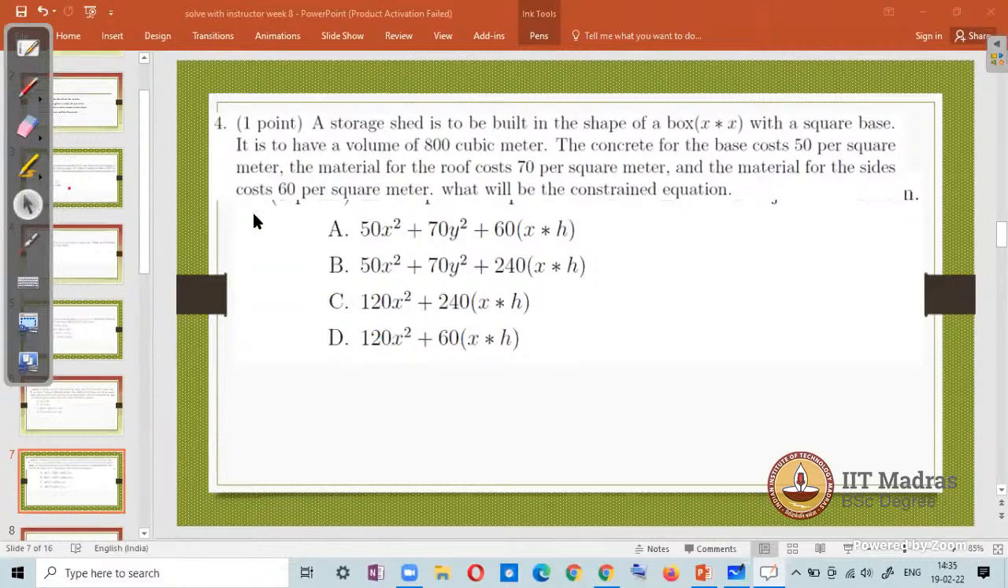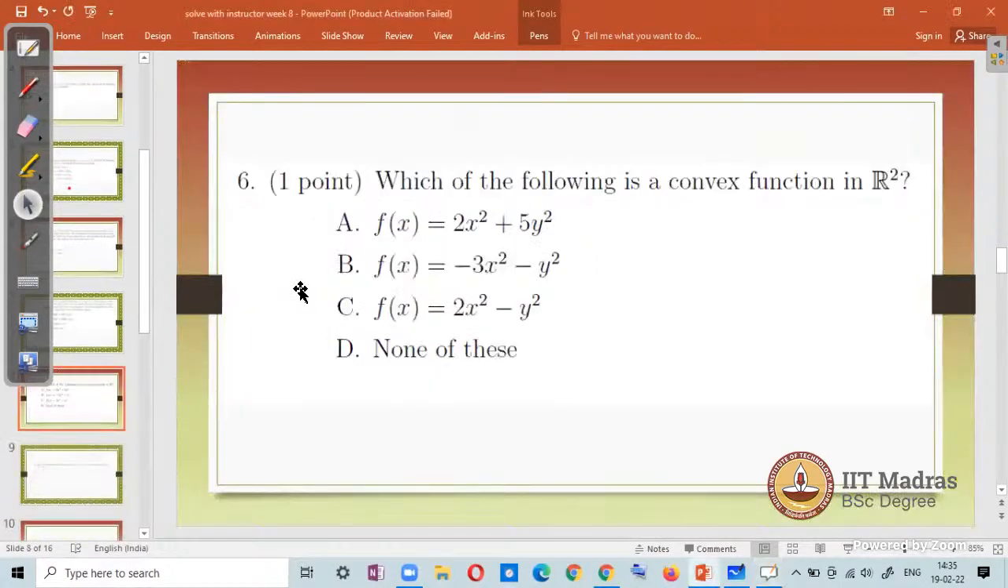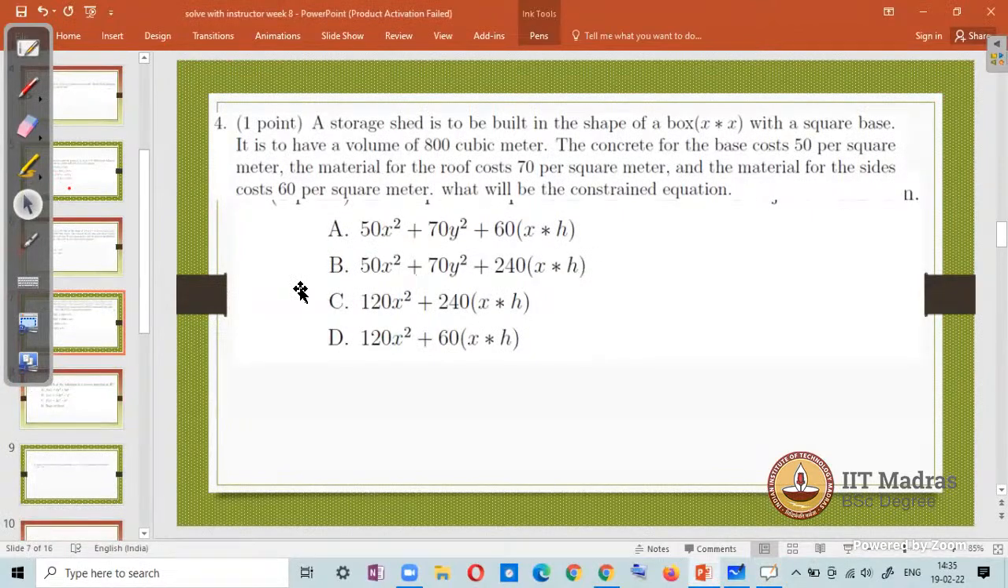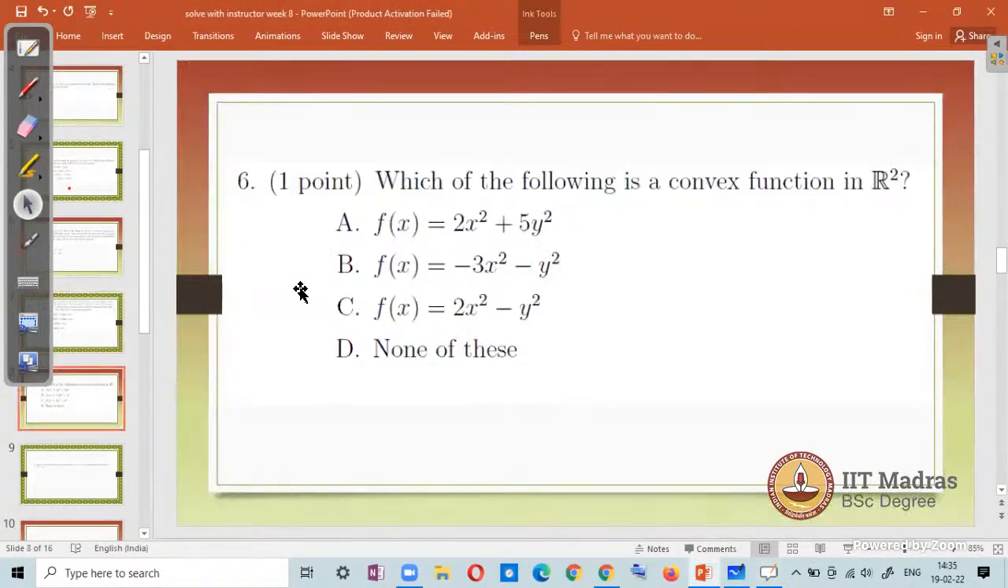Okay, so let's move to the next question. The one is done. So the sixth one: which of the following is a convex function in R two-dimensional subspace? So one direct answer we got. Okay, that's actually the correct one.